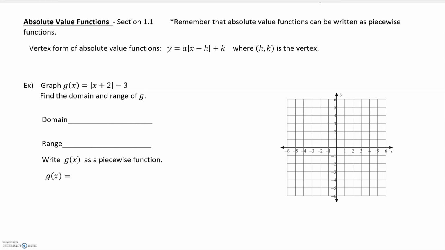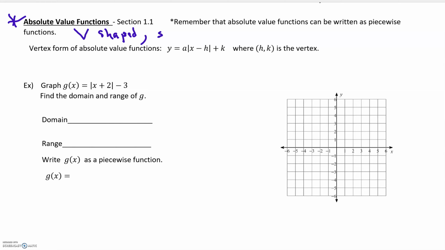Right, we're going to talk a little bit about absolute value functions. We're going to remember that absolute value functions can be written as piecewise functions, and we'll talk about that more at the end of this video. I need you to remember that graphs of absolute value functions that we do this year are going to be V-shaped. There'll be two rays hooked together at a common endpoint called the vertex.